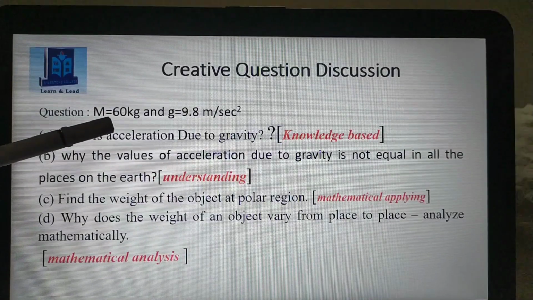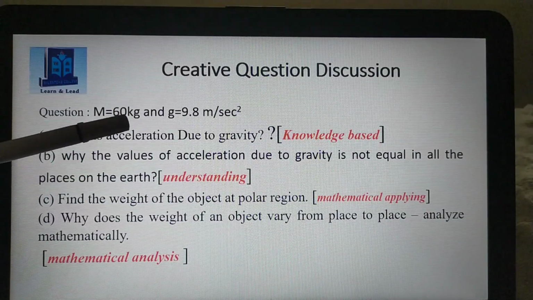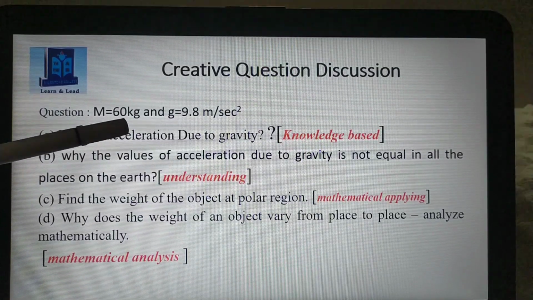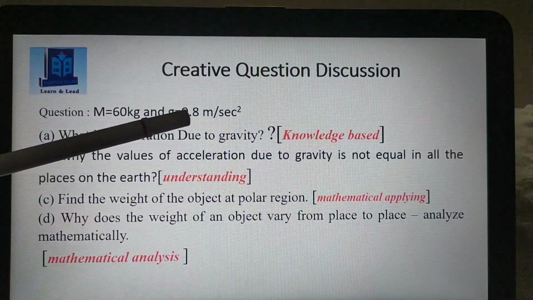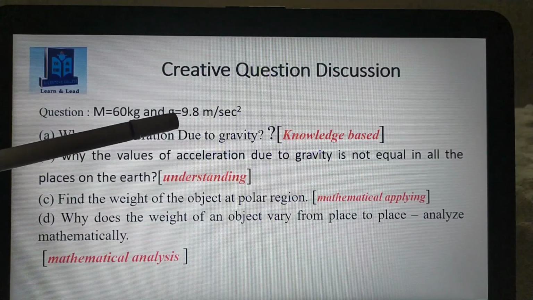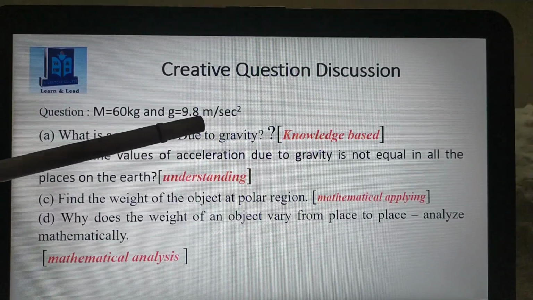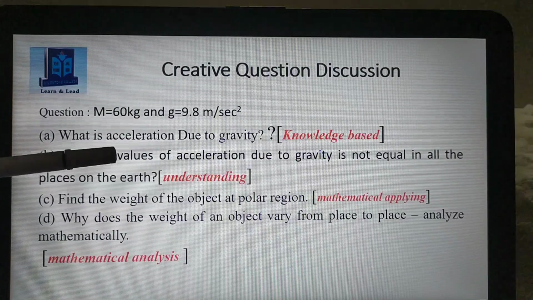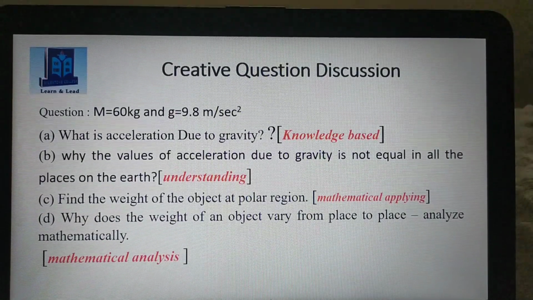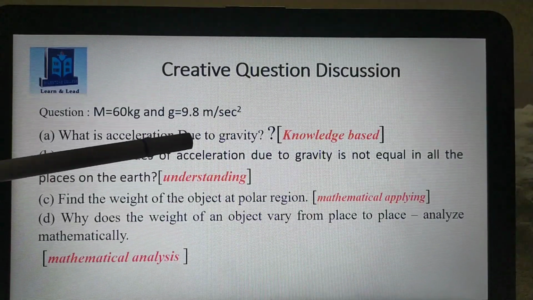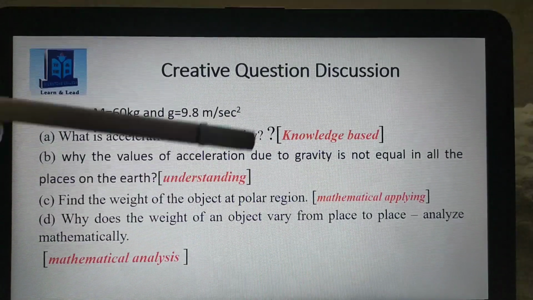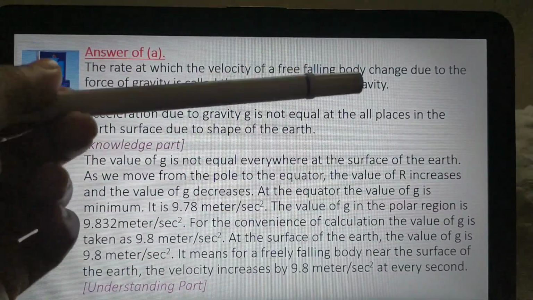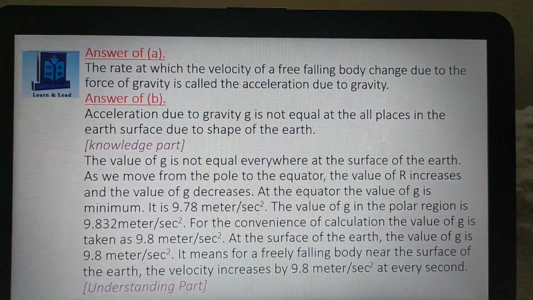This is one critical question. I will go for another one. The question is, what is the object M here, and what is its measurement? Yes, mass is 60 kg, and gravitational force is acceleration due to gravity, G, with the standard value 9.8 meter per second square. Now the A-number question, what is acceleration due to gravity? Knowledge base. Yes, the earlier question we already answered in the B category. That time we wrote the knowledge base part, and then the description part, the understanding part. So here you will write only the knowledge part. The rate at which the velocity of a free falling object or body changes due to the force of gravity is called the acceleration due to gravity. Clear to all of you?